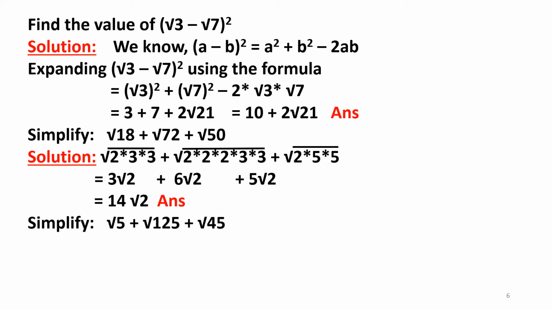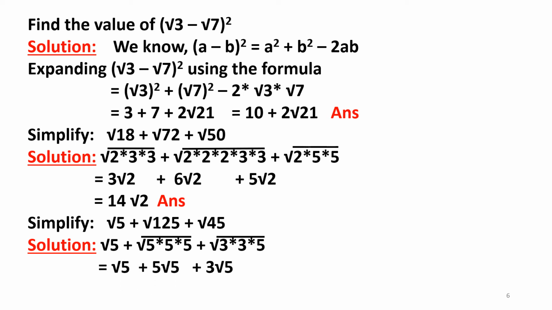One more. Root 5 plus root 125 plus root 45. In the same manner we will factorize. 125 is 5 into 5 into 5. 45 is 3 into 3 into 5. Root 5 is root 5. So root 125 becomes 5 root 5. Root 45 becomes 3 root 5. We can add: root 5 means 1 root 5. 1 plus 5 plus 3, 9 root 5. That is the answer.